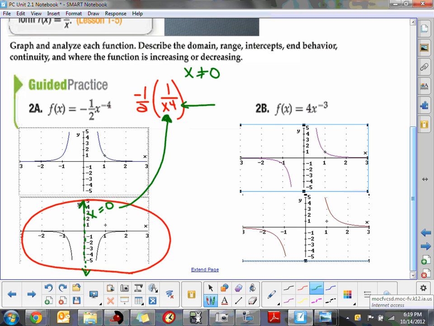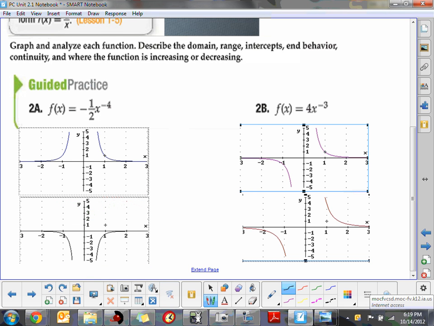So let's talk about the domain and describe it. We know that it can be all real numbers except 0. Last time I wrote it in interval notation. If I stay in that same theme, our domain is going to be all real numbers except 0. It goes from -infinity to 0. Put a parenthesis because we do not want to include it. We want to union that with 0 to +infinity. So that's our domain.